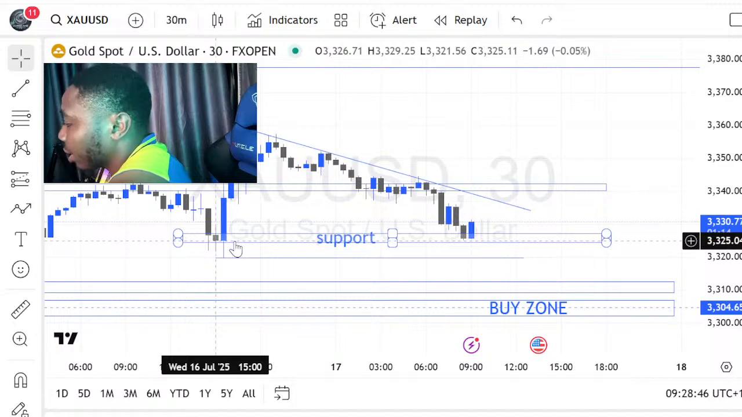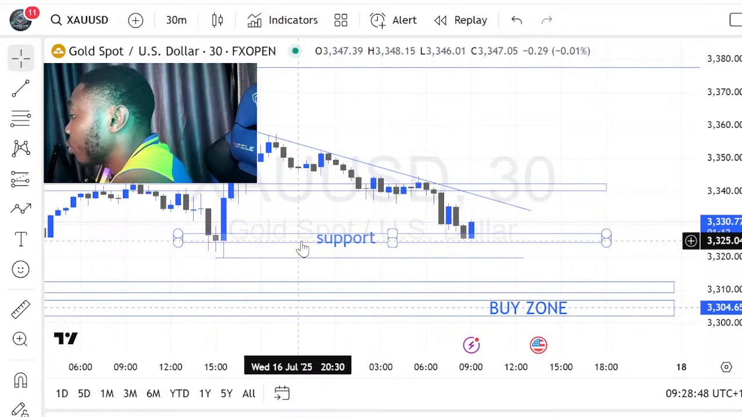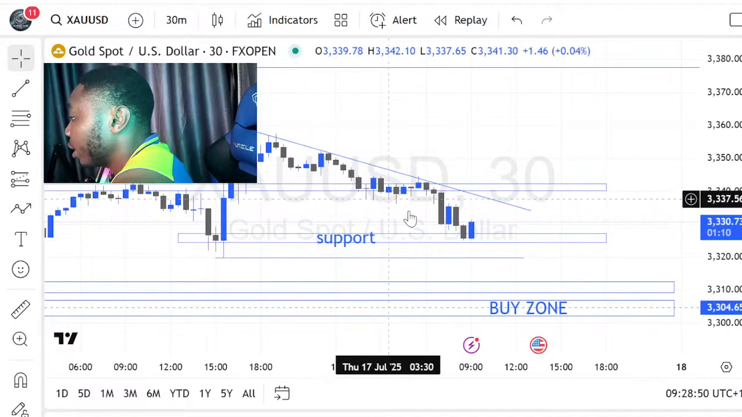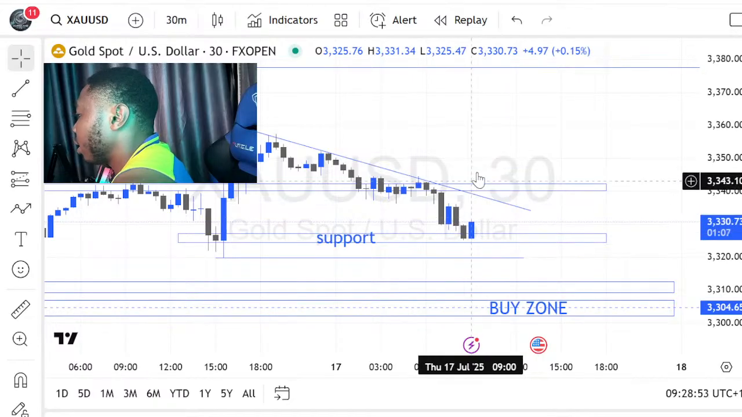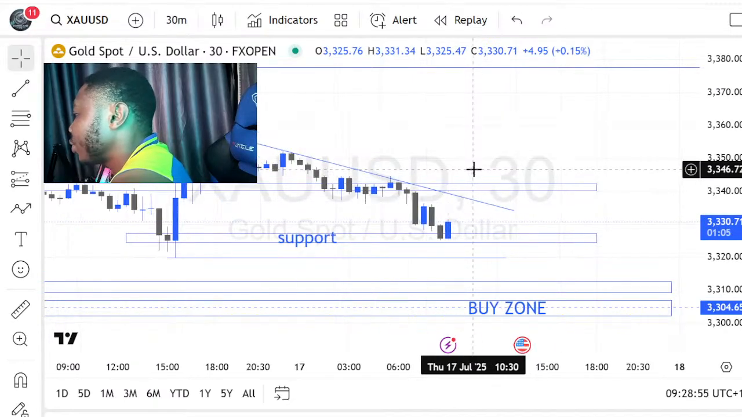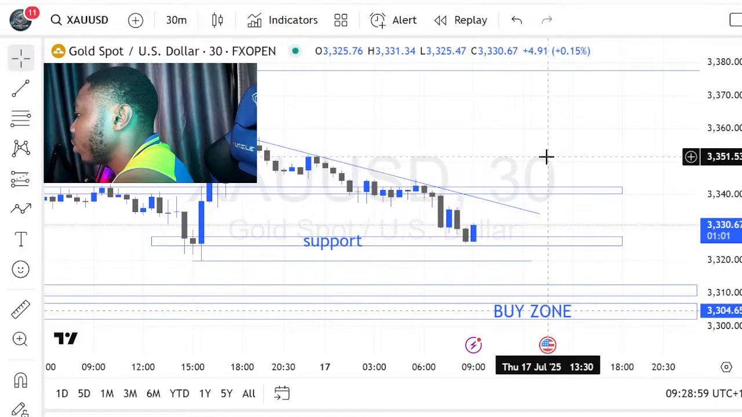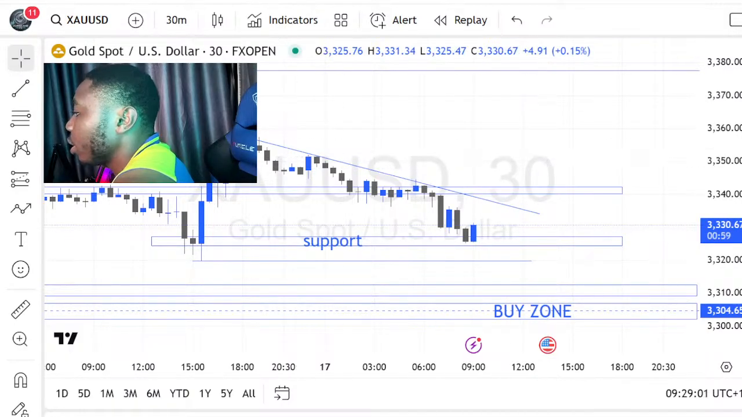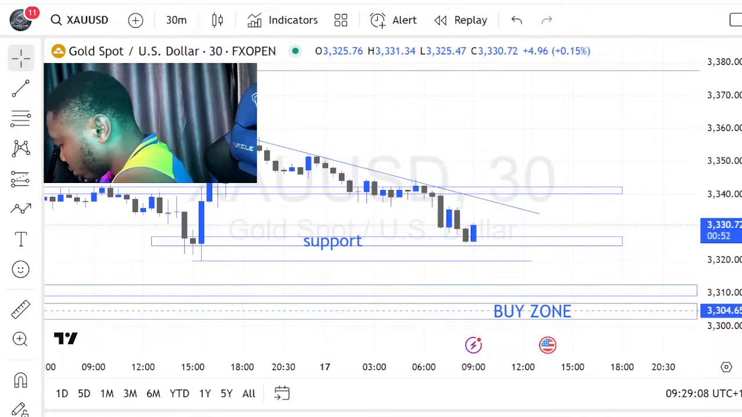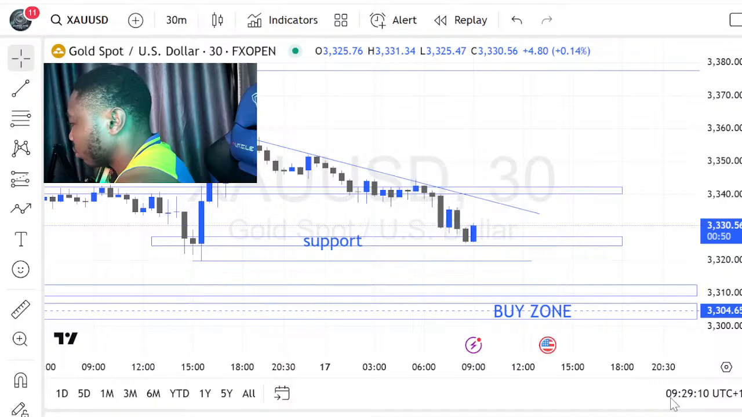This is a valid zone to take a buy. I would have taken a buy here, but I wasn't convinced to take that there. Okay, so that's just it. So let's see. It says charge up.